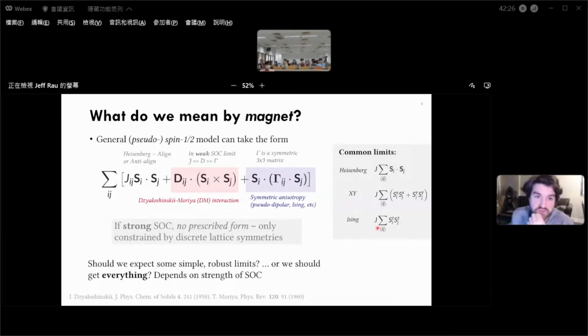The usual expectation is if spin-orbit coupling is weak, these Heisenberg terms will be dominant. The next biggest term will be these Dzyaloshinskii-Moriya interactions, and then the next biggest term after that will be these symmetric exchanges. But this only works when spin-orbit coupling is perturbatively small. Once you get a little bit down the periodic table, this all goes out the window, and you can have all of these things.